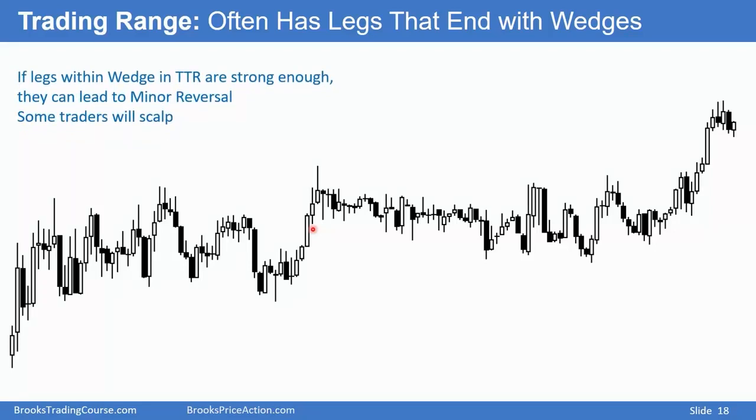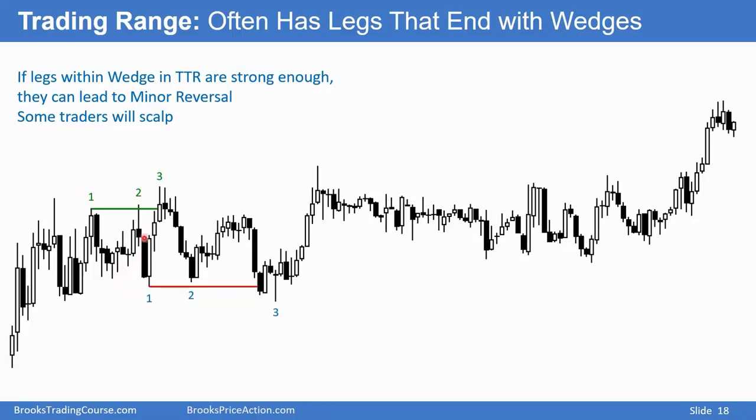If you have legs within a tight trading range that are strong enough, you can get a minor reversal, for a scalp in other words, but rarely will you get a swing trade. Three pushes up, 1, 2, 3. Selling below this, we have a bear II, a bear inside bar, inside of another inside bar. The sell here is probably going to result in simply another leg in the trading range, and therefore a scalp and not a swing trade.